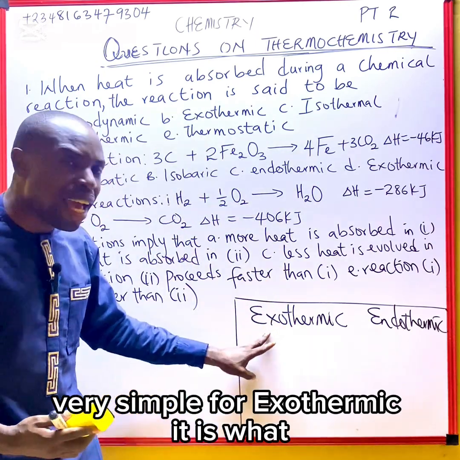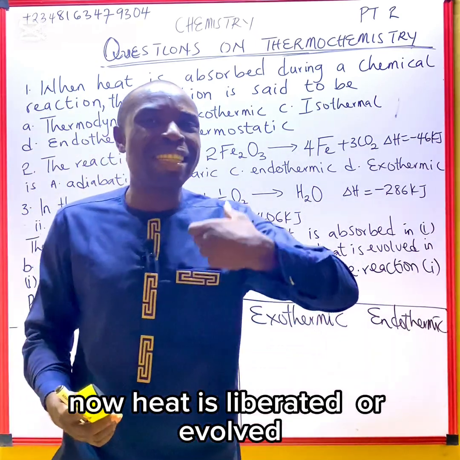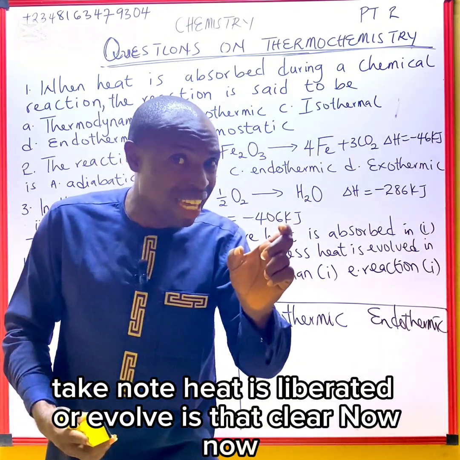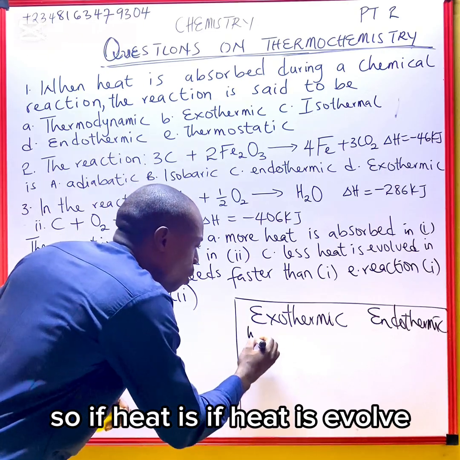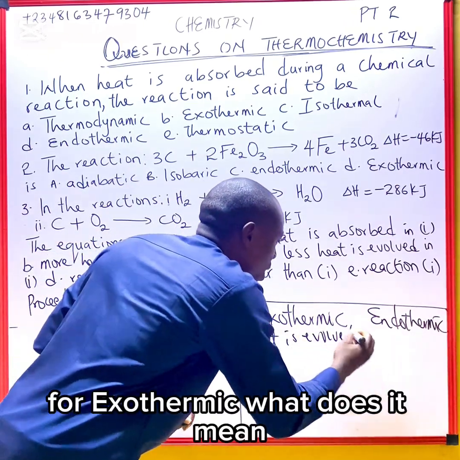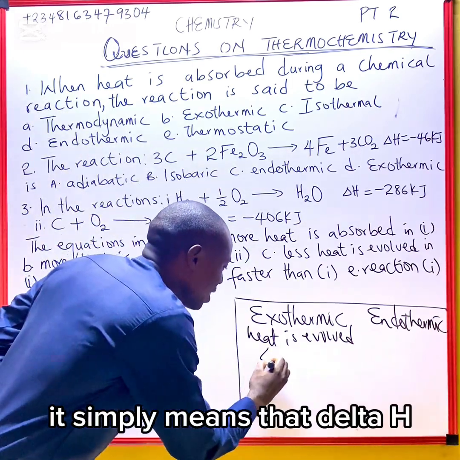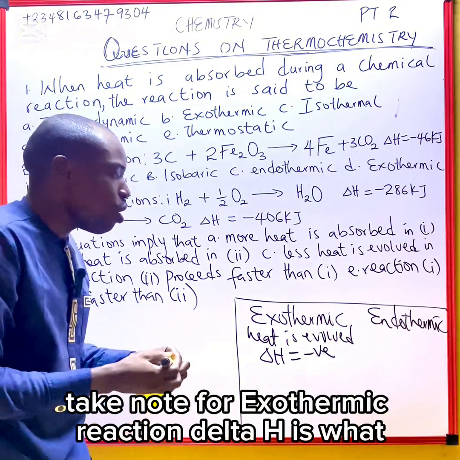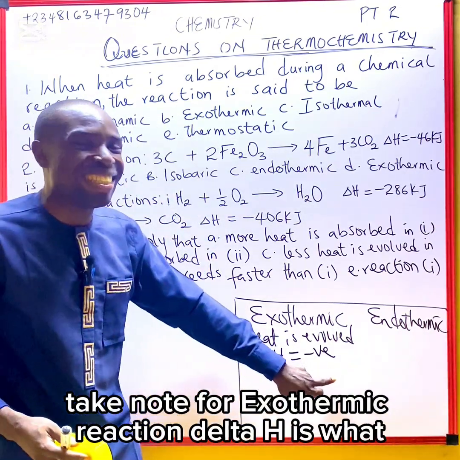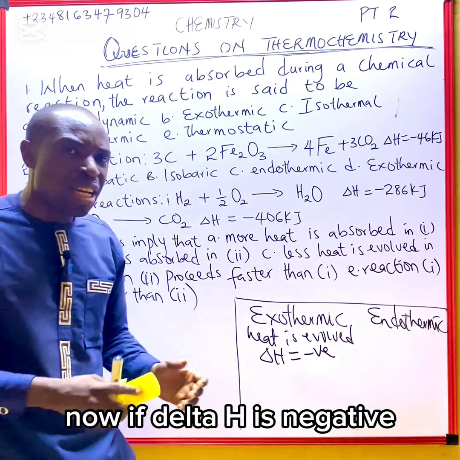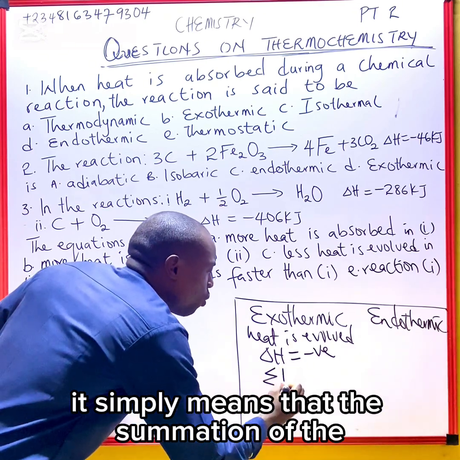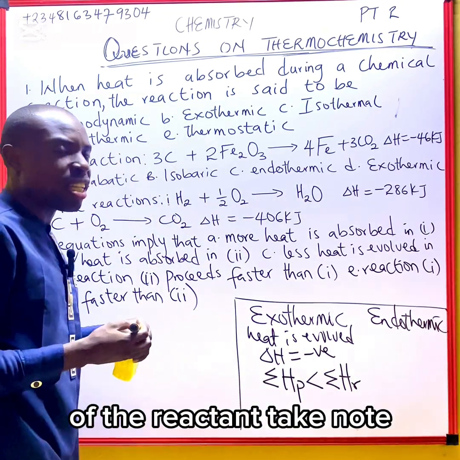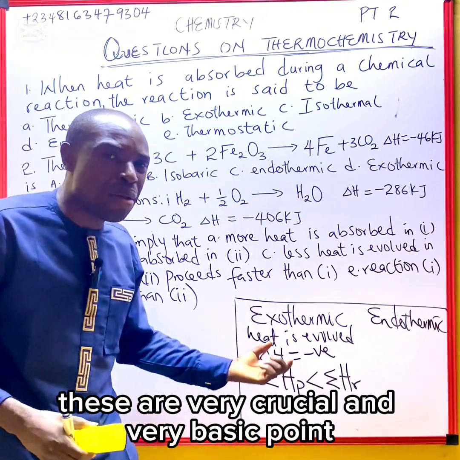Now, what are their characteristics? Very simple. For exothermic, heat is liberated or evolved. Take note, heat is liberated or evolved. So if heat is evolved for exothermic, what does it mean? It simply means that delta H, which means change in enthalpy, will be negative. Take note, for exothermic reaction, delta H is negative. If delta H is negative, it simply means that the summation of the enthalpy of the products is less than the summation of the enthalpy of the reactants. Take note, these are very crucial and very basic points.